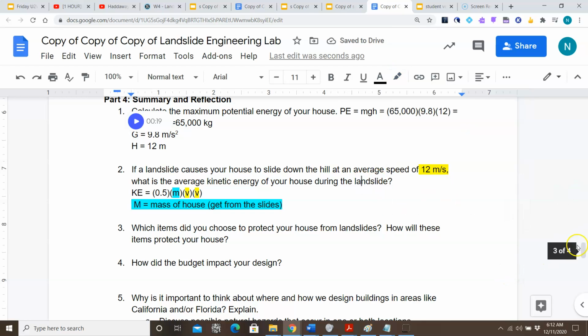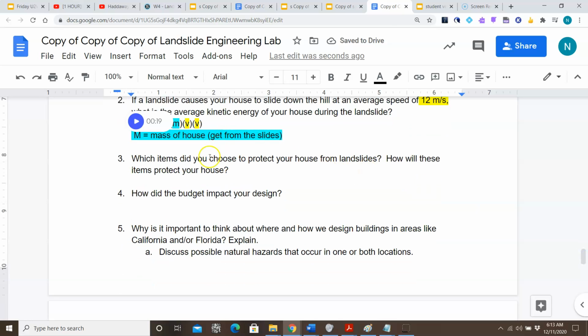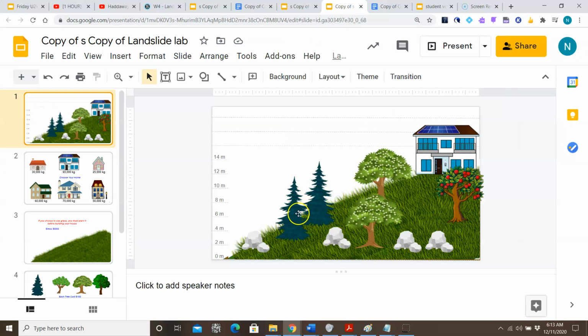All right, and then the last questions are sort of reflecting on your landslide prevention. So which items did you choose to protect your house, and how will these items protect your house? So for that, you go back here. I use trees, I use grass, I use rocks.